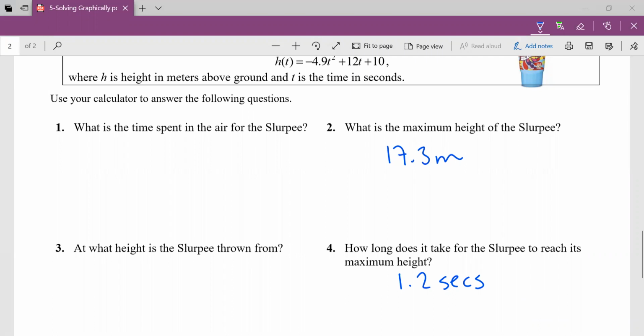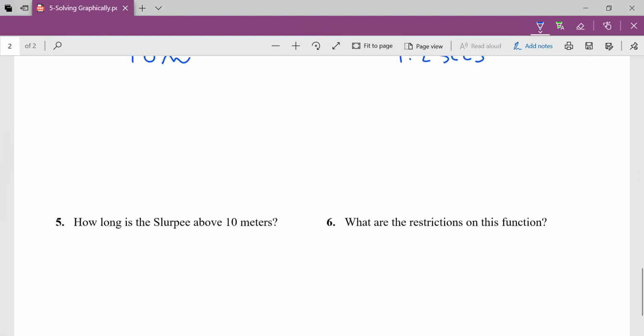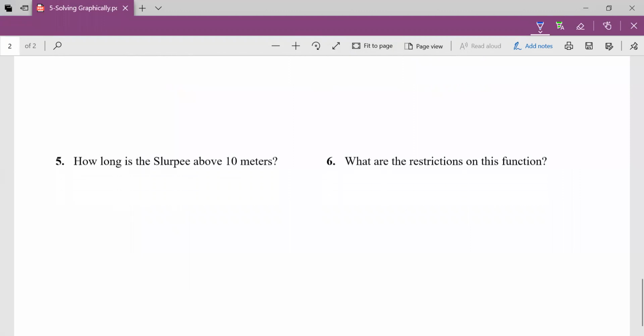So what is the time spent in the air? Well, we said 3.1 seconds. Again, that was our positive x-intercept. At what height is the Slurpee thrown from? Well, 10 meters. That's our y-intercept. It's also then our constant term in the function, isn't it? So there's 4 decent questions, which we'll learn how to do algebraically in another lesson.